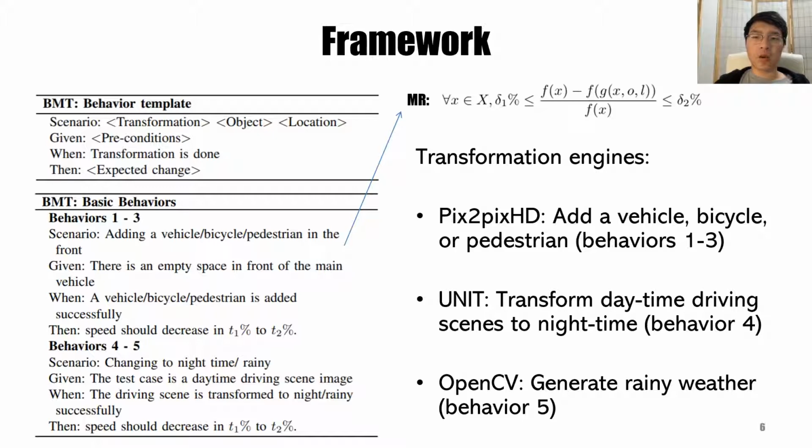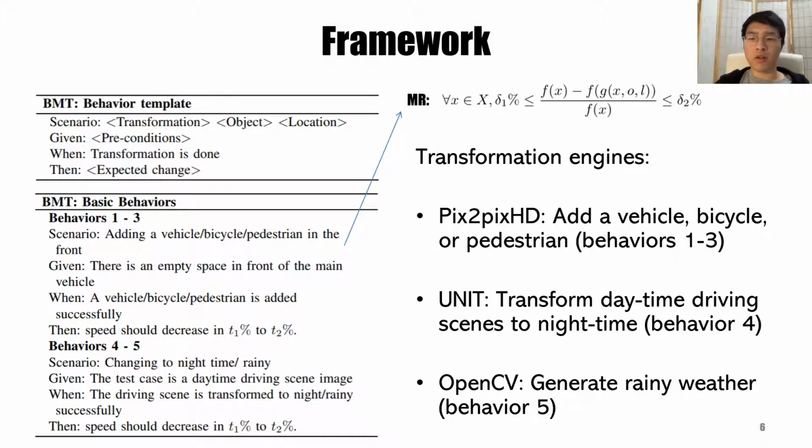The top left box shows the behavioral template of BMT, with the cucumber-like syntax. 5 key elements including transformation, object, location, precondition, and expected change should be provided. The bottom left box shows the proposed 5 behaviors in this paper. For example, for behavior 1, the transformation is adding, the object is the vehicle, the location is in the front, the precondition is that the input image meets the requirement to add a vehicle in the front of the ego vehicle, and the expected change is that the speed should decrease by T1% to T2%.